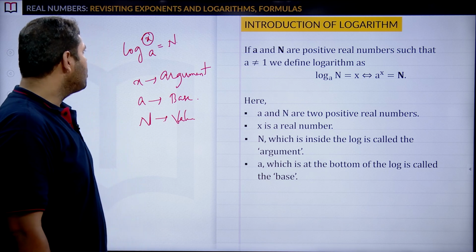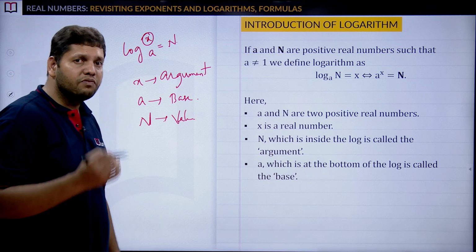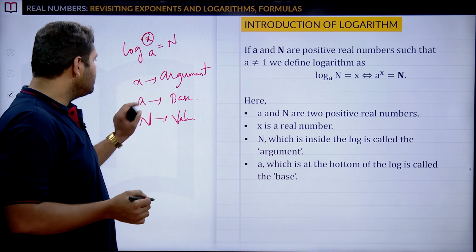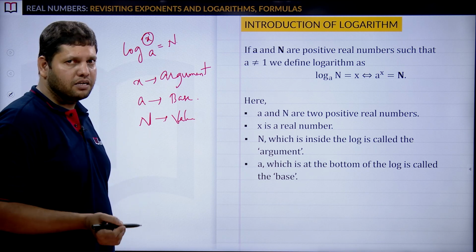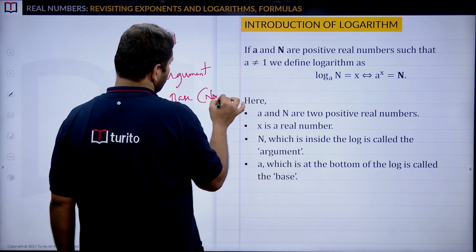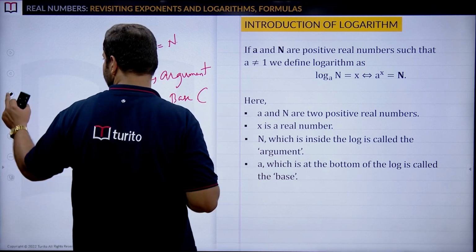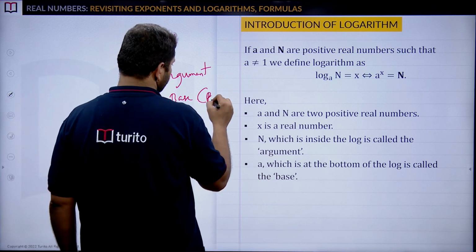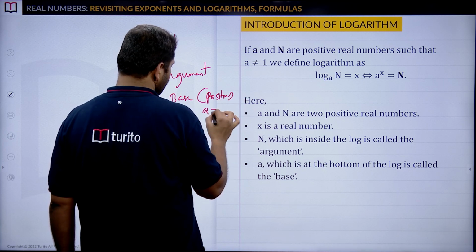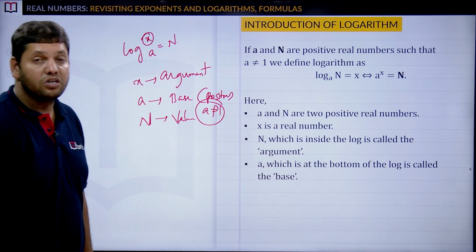We can write log x with base a is equal to n. Here x is the argument, the value which we write inside the logarithm, and a is called the base. And the base is always a positive real number. And one more thing, children: here a should not be equal to 1. So the base cannot be equal to 1. So these are the conditions you have to follow.